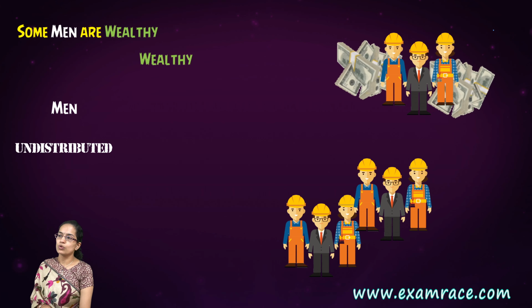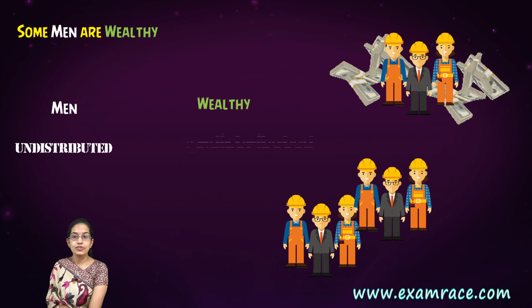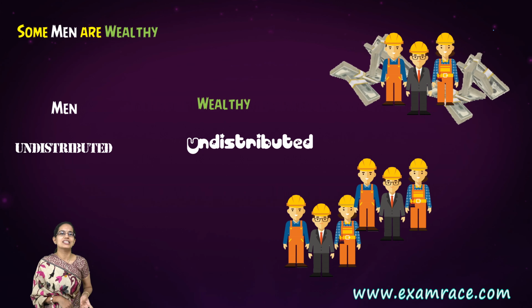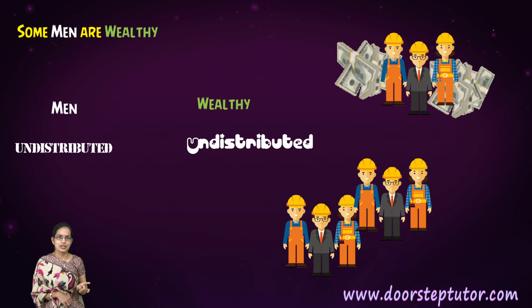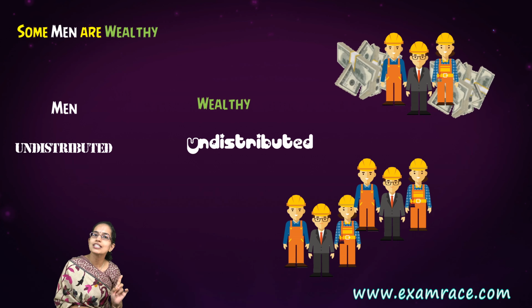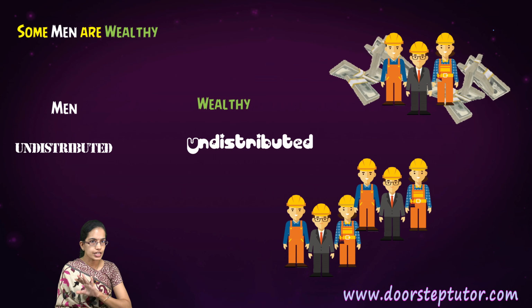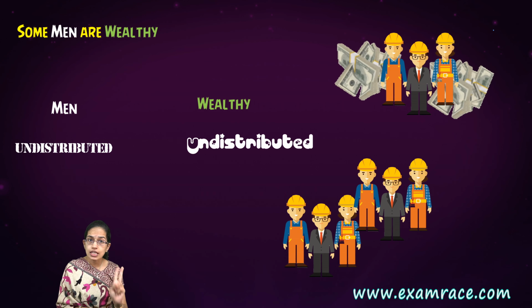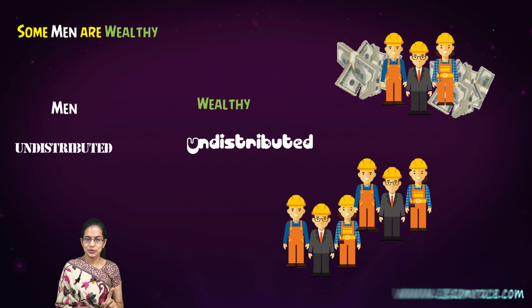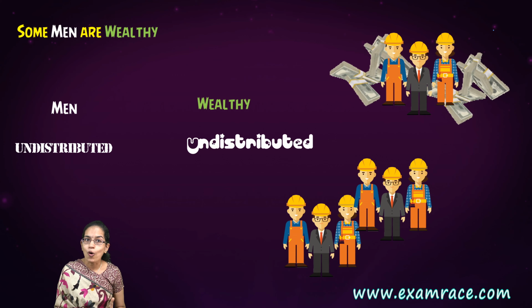And the same goes with wealthy. Some of them could be wealthy, the others could not be wealthy. So both the terms here are undistributed. So in the case of I proposition, both the subject and predicate are undistributed. In the case of E proposition, both the subject and the predicate were distributed. Very, very important to know.